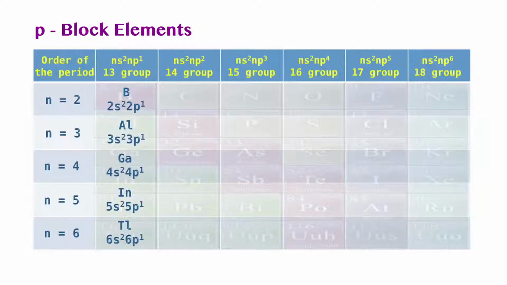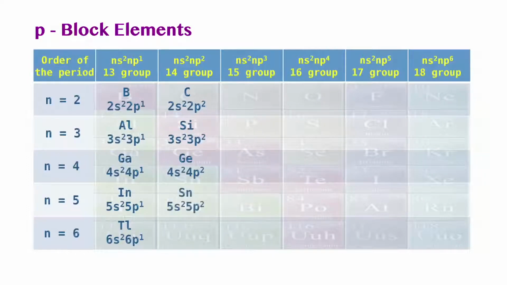Similarly, in the carbon family, the electronic configuration of the outermost shell of carbon is 2s2 2p2. For silicon, it is 3s2 3p2. For germanium, it is 4s2 4p2. For tin, it is 5s2 5p2. For lead, it is 6s2 6p2. Here also we can observe the 14th group contains 2 electrons of s and 2 electrons of p. In general, the outermost electronic configuration is of the form ns2 np2.